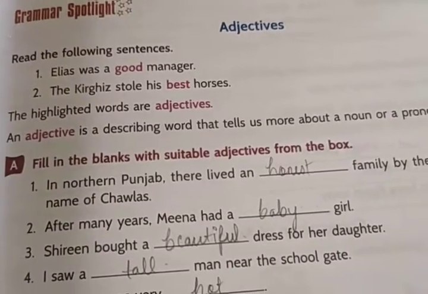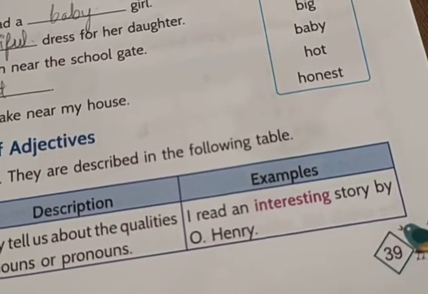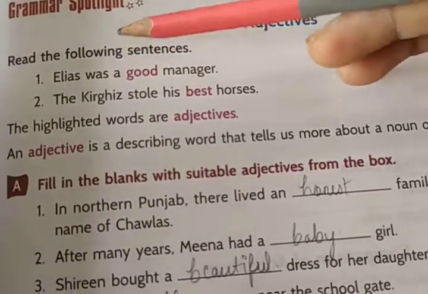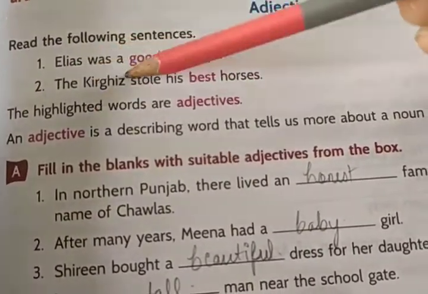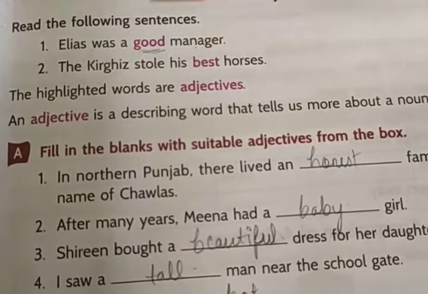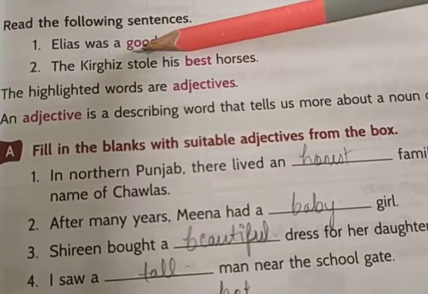Yes, class, as you can see here on page number 39, I have told you earlier. So 39, and here you can see adjectives, and read the following sentences. Ilyas was a good manager. Good. So good. इलियास के बारे में बात की जा रही है कि वो एक मैनेजर था जो बहुत ही अच्छा था. ठीक है, सो गुड इज एन एडजेक्टिव.